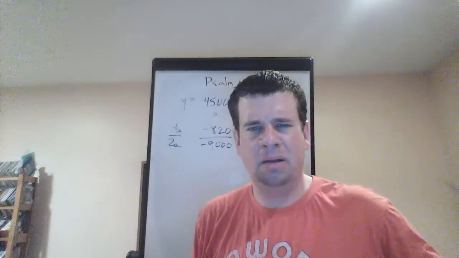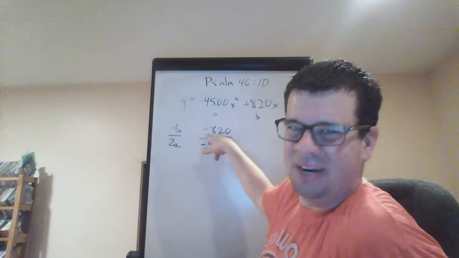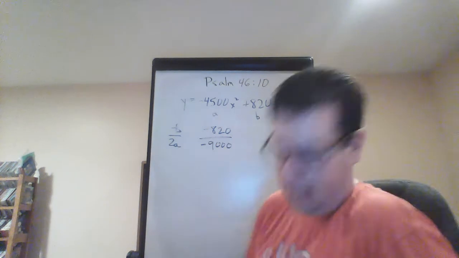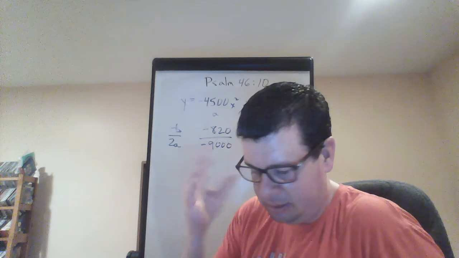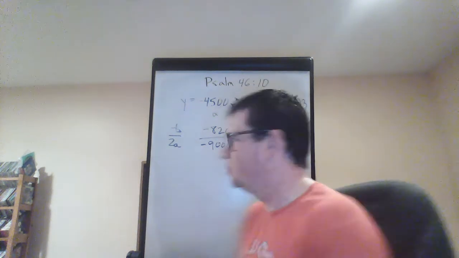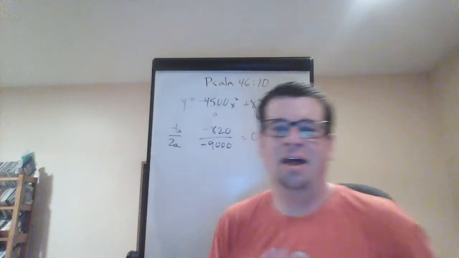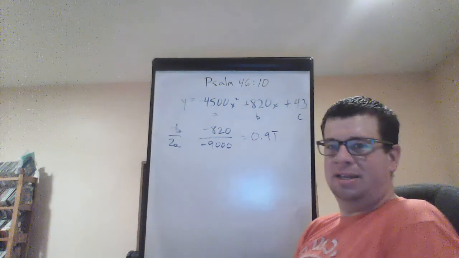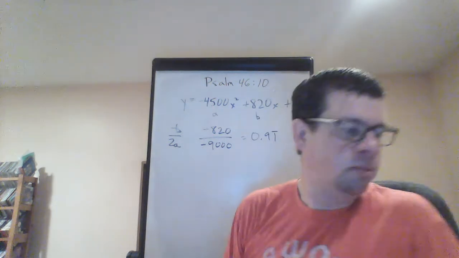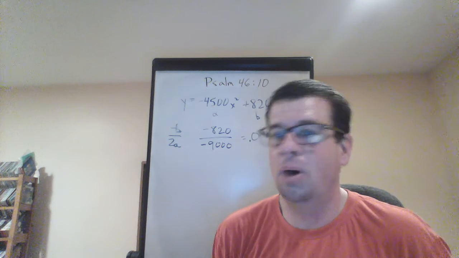Now this doesn't turn out quite as nice and neat as the ones in our homework. So I'm going to grab my calculator, and I'm actually going to cheat just a little bit. I know a negative divided by a negative is a positive, so I'm going to ignore my negatives. I'm going to do 820 divided by 9,000, and I get 0.91 repeating. No, I'm sorry, it is 0.091. Watch that decimal point. So it's 0.091 repeating.